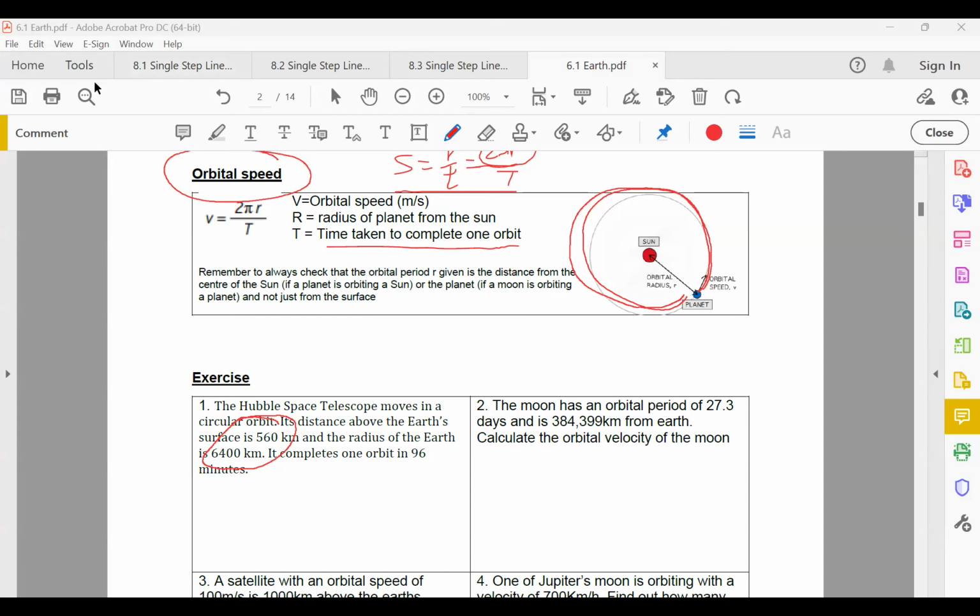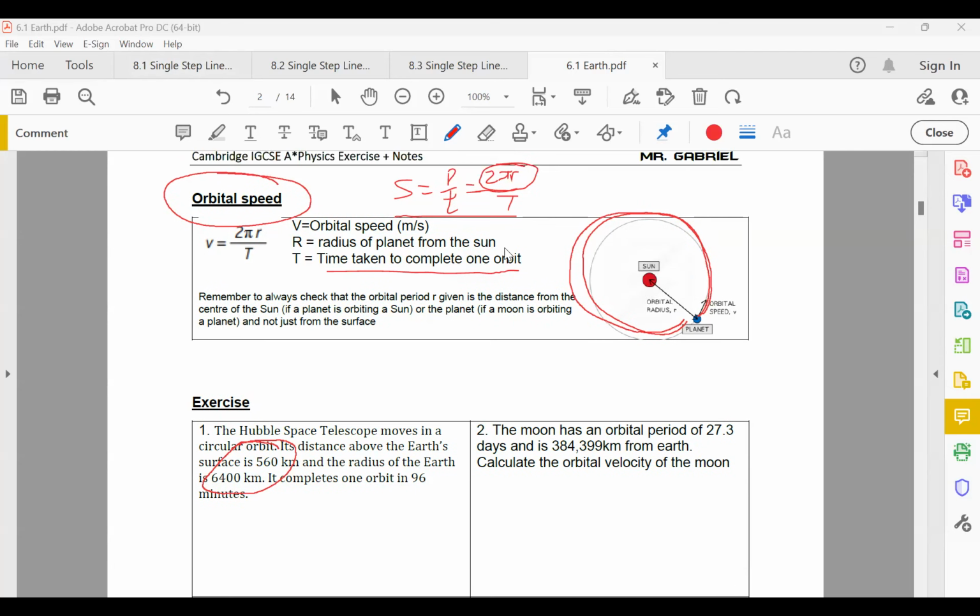Okay, guys, are you done with reading? Oh, okay. Let me repeat the orbital part.